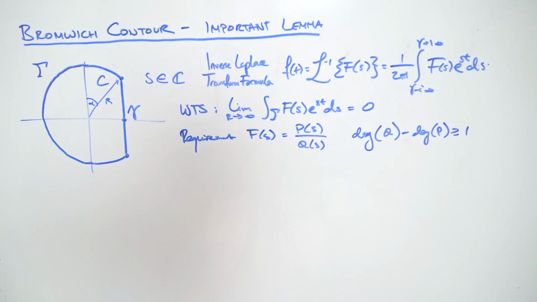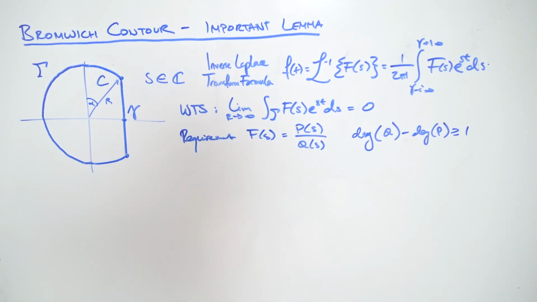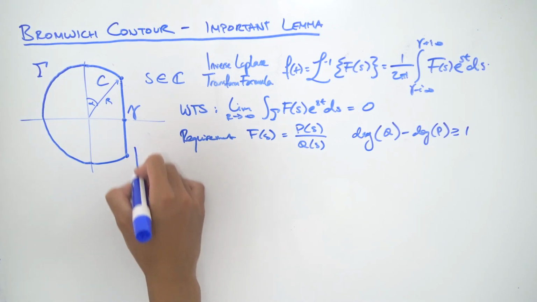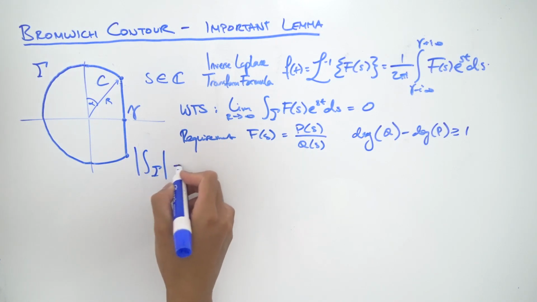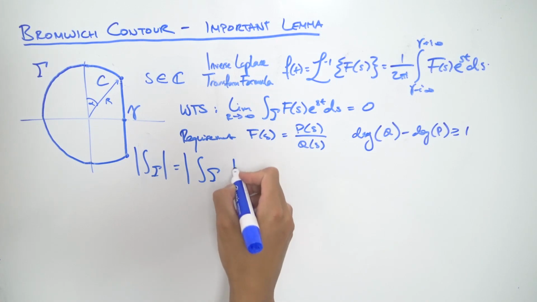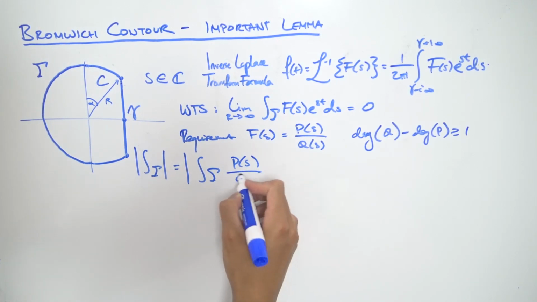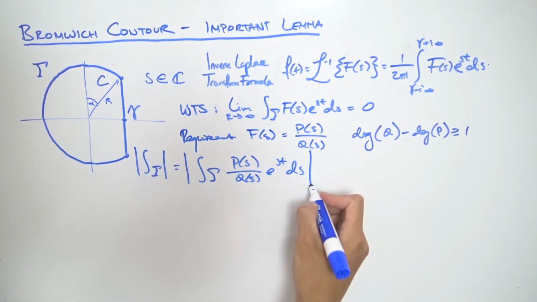Alright, so let's plug this into our integral. We're actually not going to worry about this limit. We're going to be taking the limit at the very end. And also, since we want to show that this goes to 0, it's nice if we can find some kind of upper bound for this integral. So let's estimate it. Let's take the absolute value of the integral over gamma. This is equal to the absolute value of the integral over gamma of P of s divided by Q of s times e to the st ds.